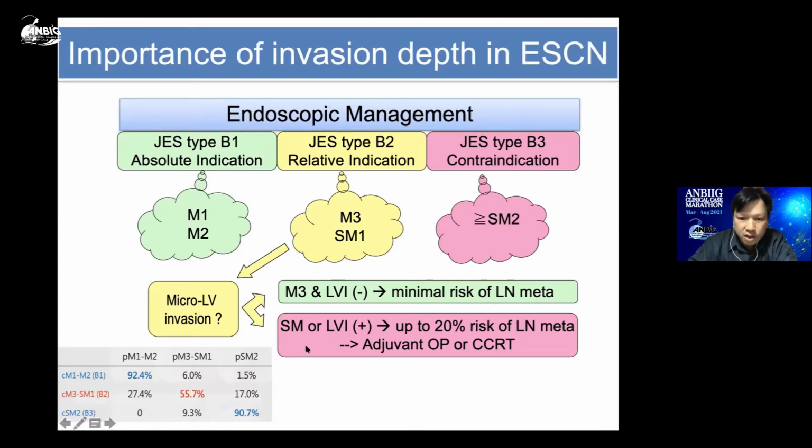But if the lesion has invaded the submucosal layer or has any lymphovascular invasion, the patient has up to a 20% risk of lymph node metastasis. So this kind of situation needs adjuvant operation or CCRT. But as I mentioned previously, type B2 does not correlate so well with the pathology. So if you find some area with type B2, you could try endoscopic management first and check the pathology details.